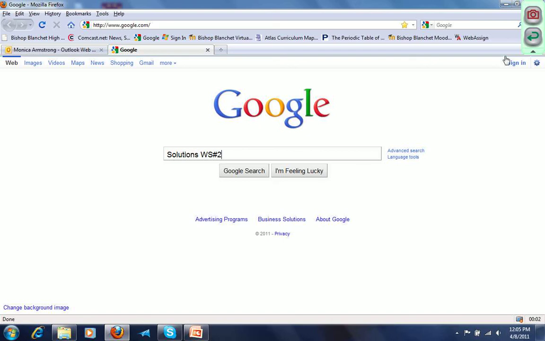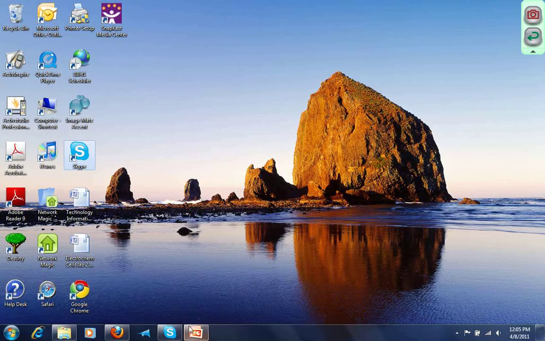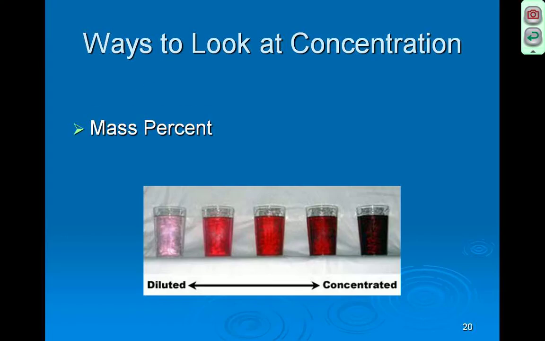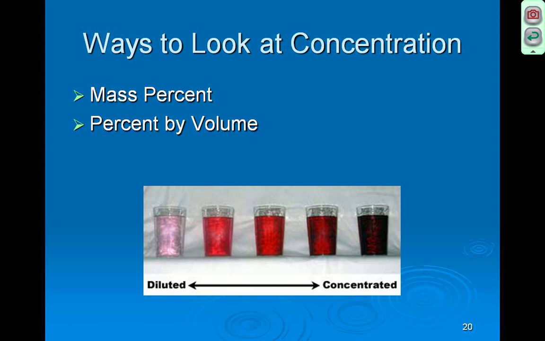These are notes for Solutions Worksheet number 2. Ways to look at concentration: mass percent, percent by volume, and molarity. These are all ways to interpret concentration.